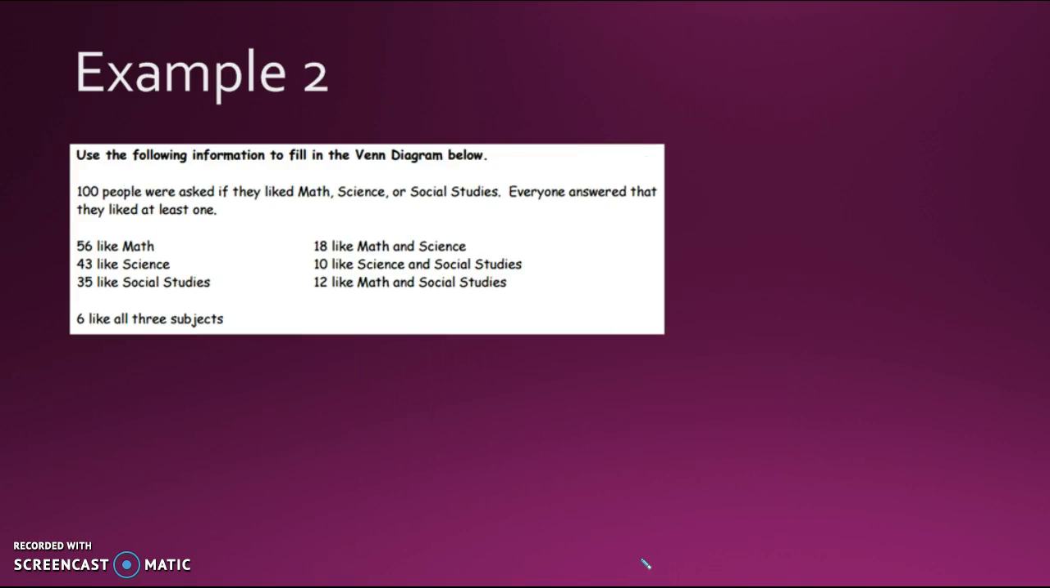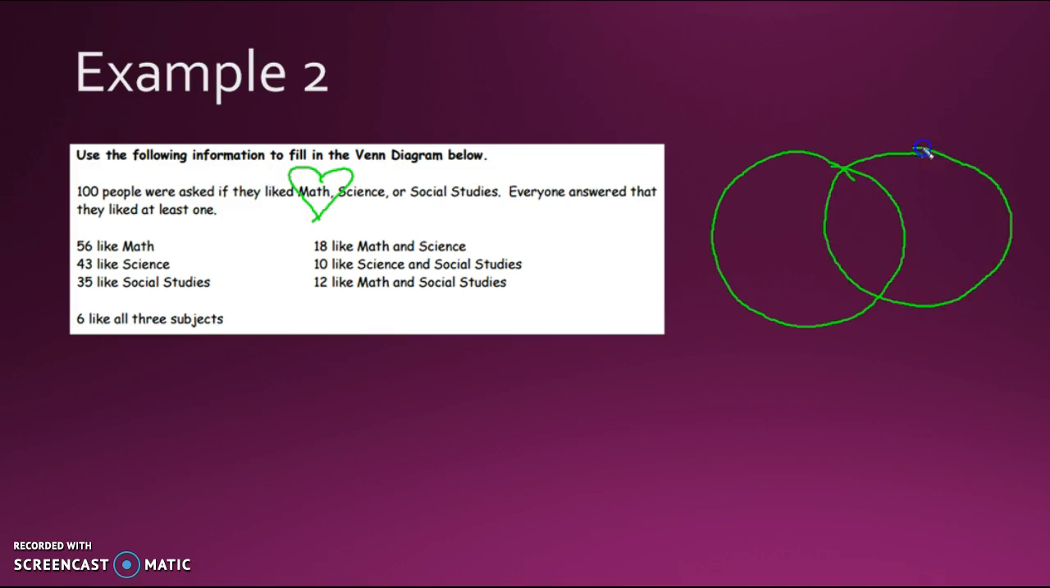And for a second example, we're just going to create our own Venn diagram. And so I've got 100 people asked if they like math, science, or social studies. Everyone answered that they liked at least one, which of course, math is the winner of them all. But we have 3 different topics, 3 different subjects, so we're going to have 3 different circles. So I'm going to start by drawing 3 circles, or attempting to draw 3 circles. And they are struggling for sure. All right, we'll label them.